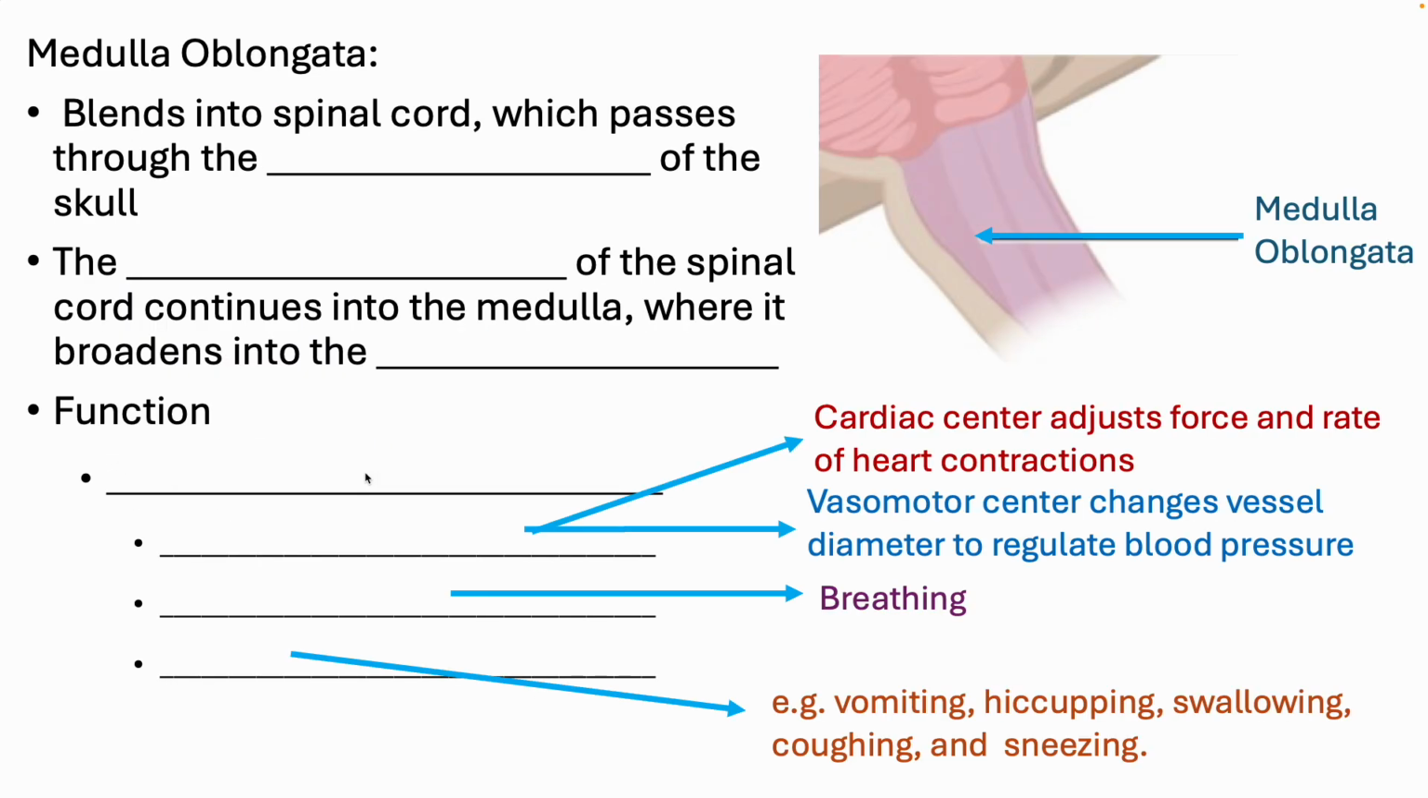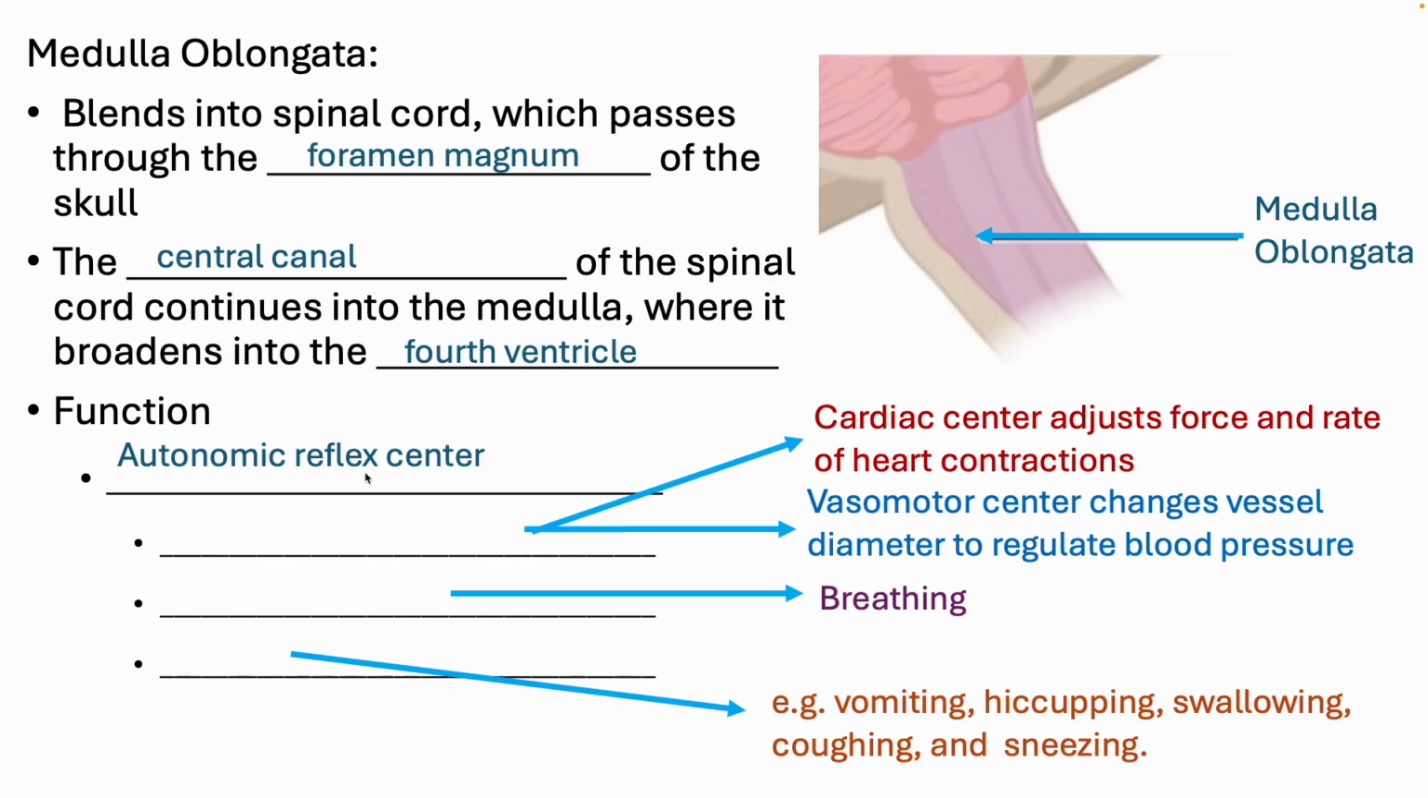The medulla oblongata blends into the spinal cord. The spinal cord is going to pass through the foramen magnum of the skull. The central canal of the spinal cord continues into the medulla, where it broadens into the fourth ventricle. This is the most inferior part of the brain, and it contains several different centers that have different functions.